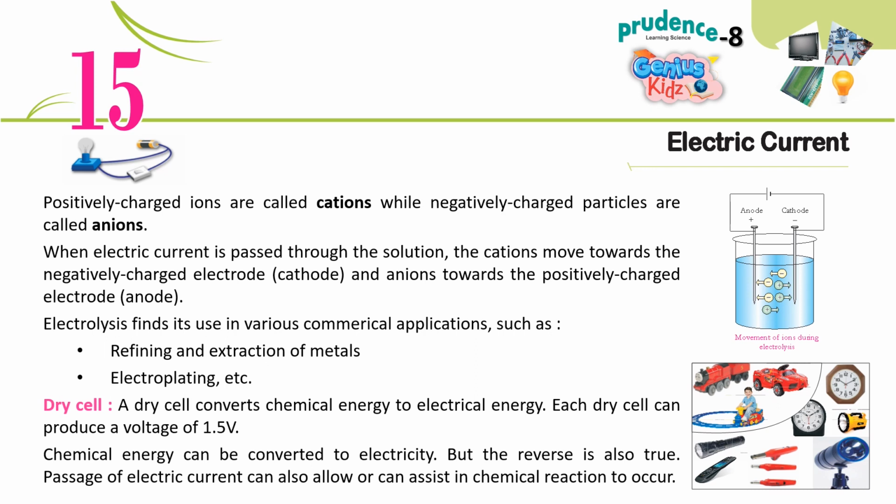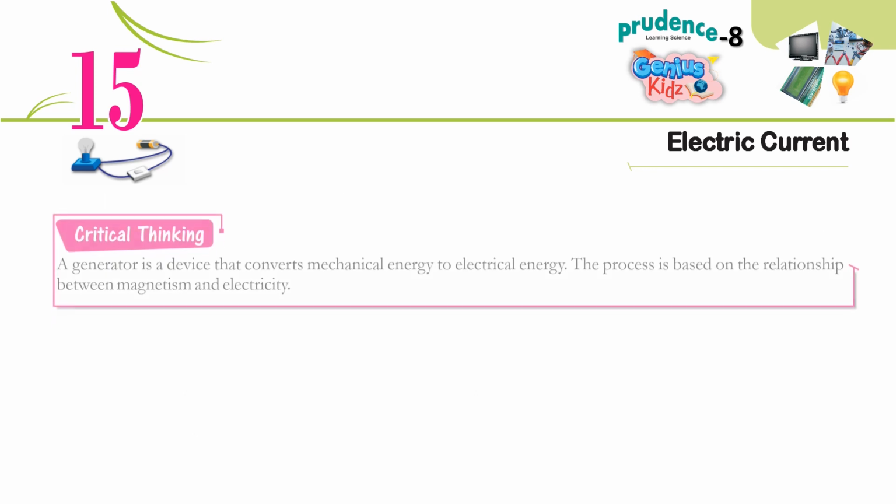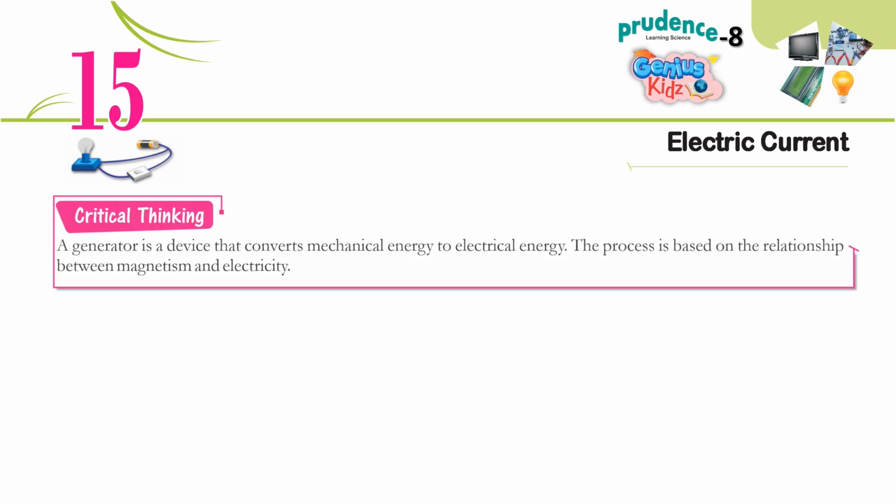Dry cell. A dry cell converts chemical energy to electrical energy. Each dry cell can produce a voltage of 1.5 V. Chemical energy can be converted to electricity. But the reverse is also true. Passage of electric current can also assist in chemical reactions to occur. Critical thinking. A generator is a device that converts mechanical energy to electrical energy. The process is based on the relationship between magnetism and electricity.